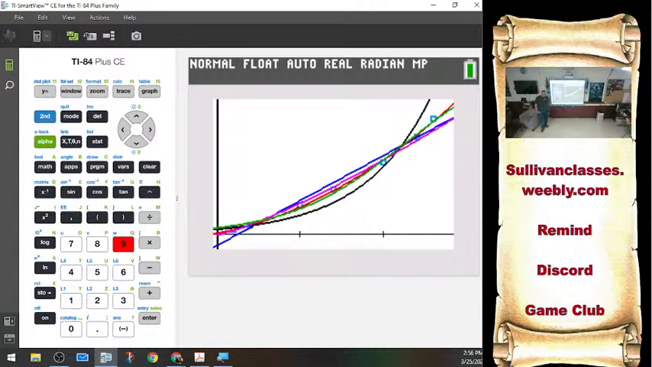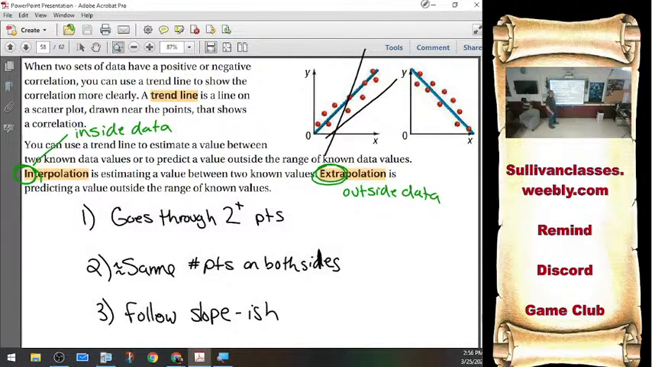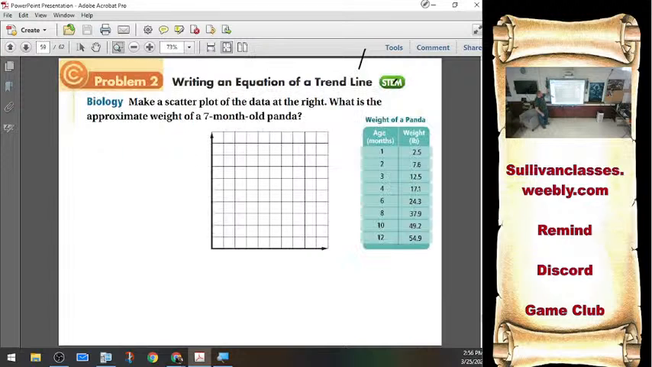All of this is done on the calculator. We're not there yet. We're going to use what we know, and that's make this line that follows these 3 rules and do what you've been doing. Make a line from 2 points. So, make a scatter plot, weight of a baby panda. Approximate weight of a 7-month-old panda.